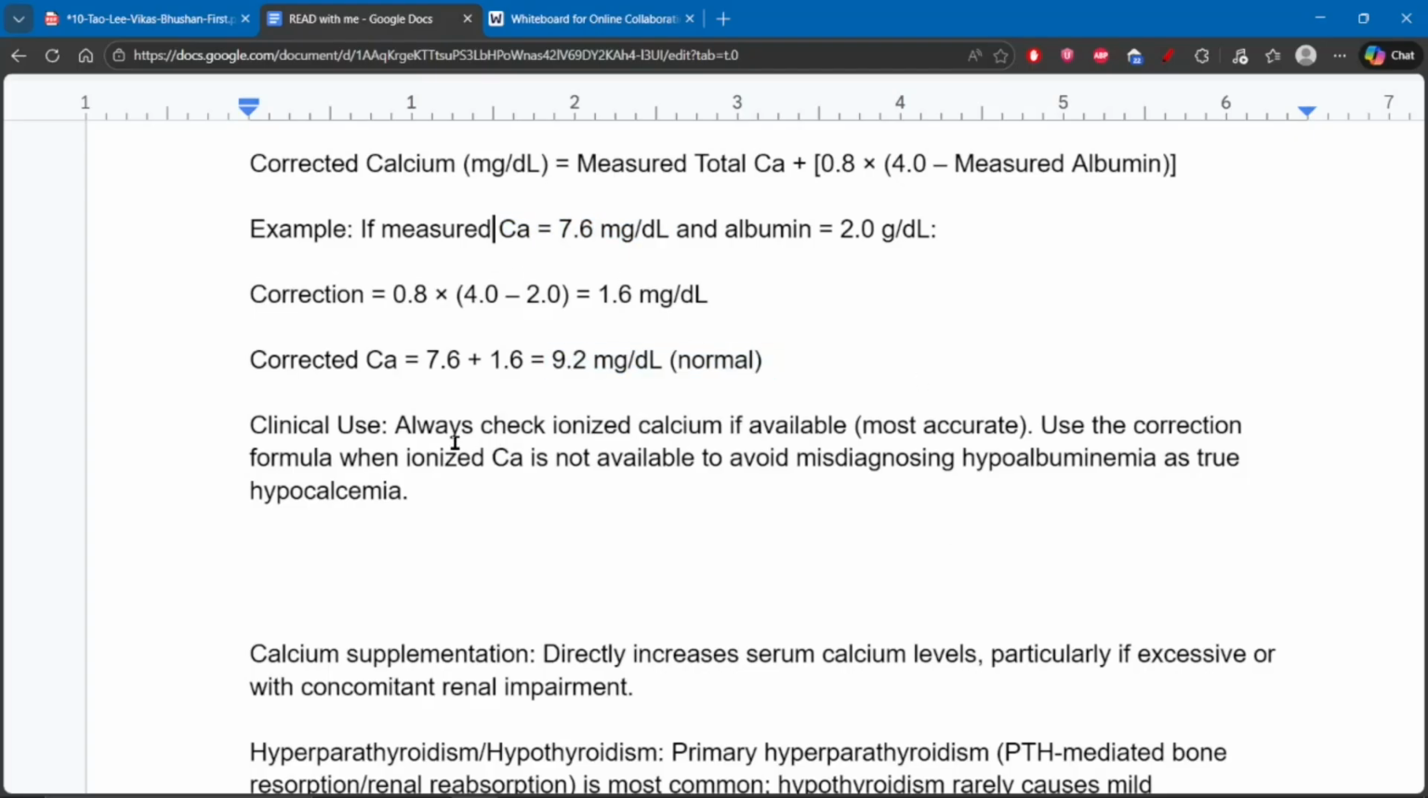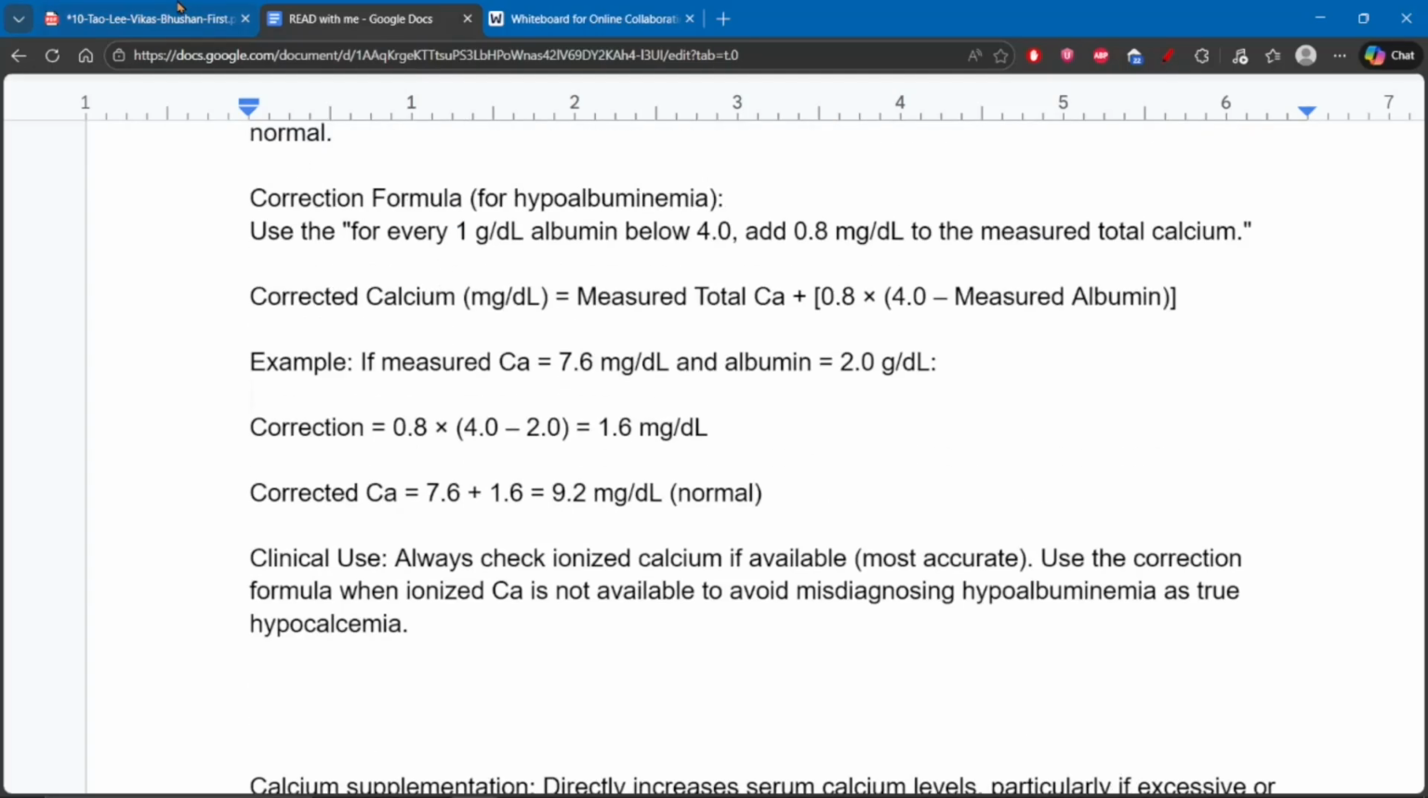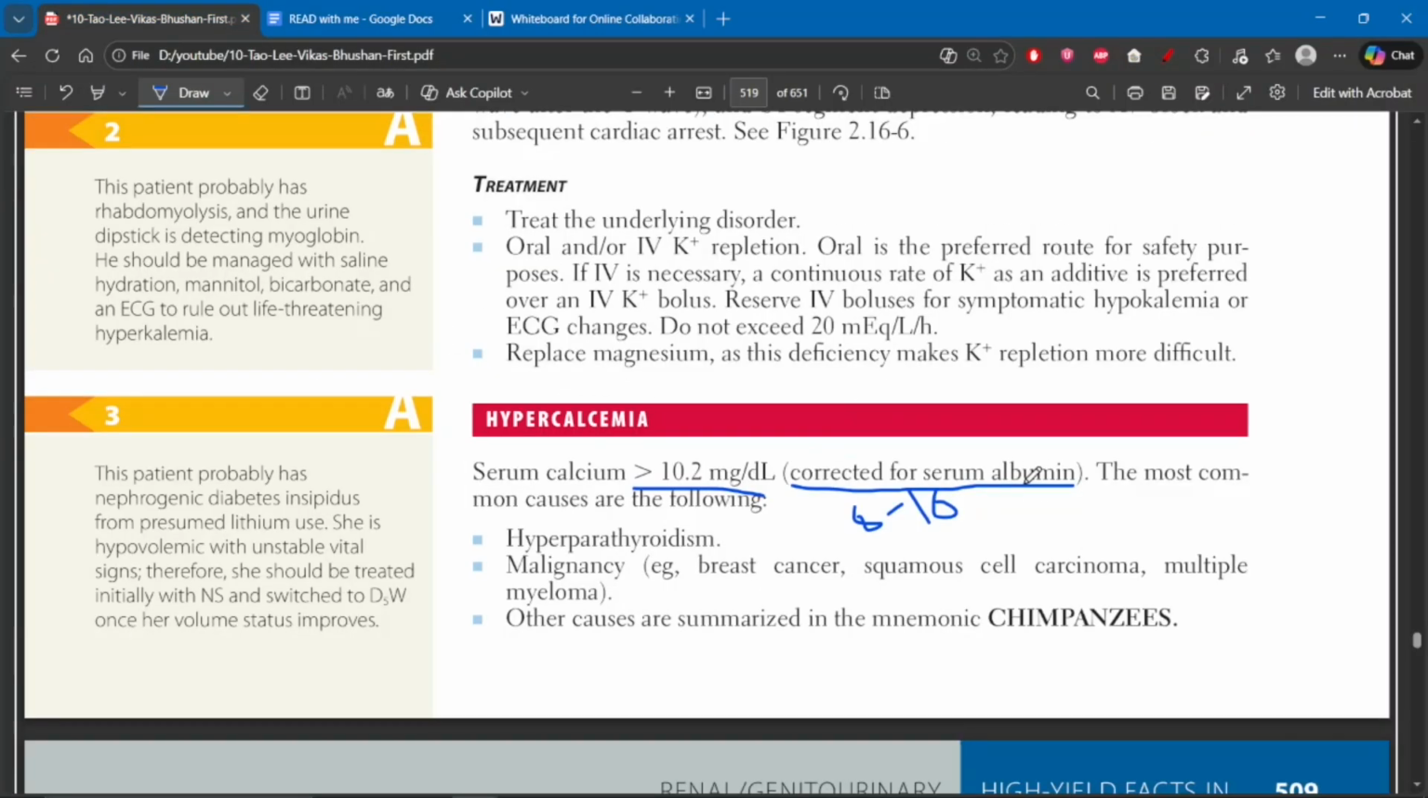The use of this is you always check ionized calcium if available, most accurate. But this is not always available. The routine test that we do is serum calcium, which measures the total calcium. So if you have a chance, you check the ionized calcium levels. If you don't, then you use the correction formula when ionized calcium is not available to avoid misdiagnosing hypoalbuminemia as true hypocalcemia. So most of its application is in hypocalcemia, but since it was described here, I thought I might as well explain it. So even in hypercalcemia, you correct it for serum albumin. Mostly it is used for hypocalcemia, but sometimes you can use it for hypercalcemia as well.